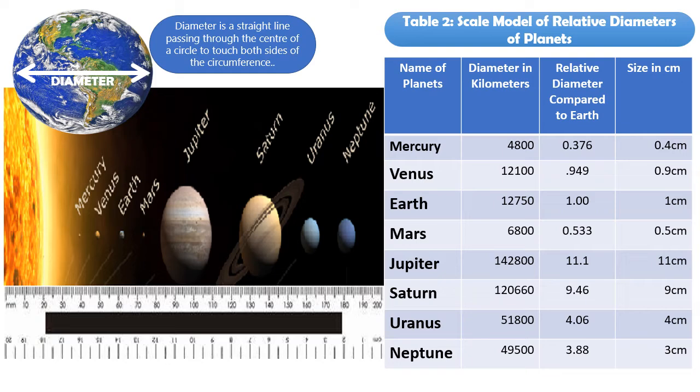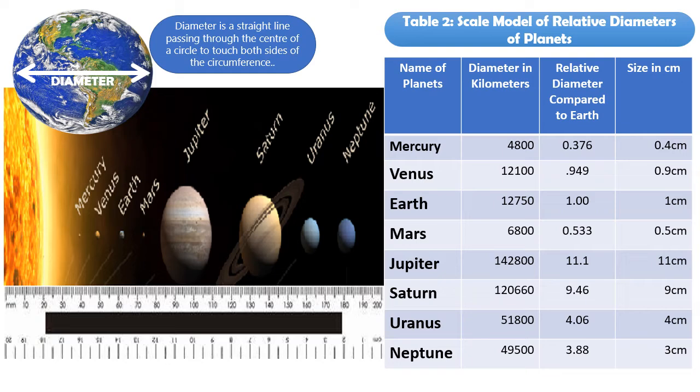They are smaller compared to the outer planets composed of Jupiter, Saturn, Uranus, and Neptune. So on the right side is Table 2, scale model of relative diameters of planets. The first column is name of planet, second is diameter in kilometers, and relative diameter compared to Earth, and sizes in centimeter. The first planet is Mercury. The diameter of Mercury is 4,800.